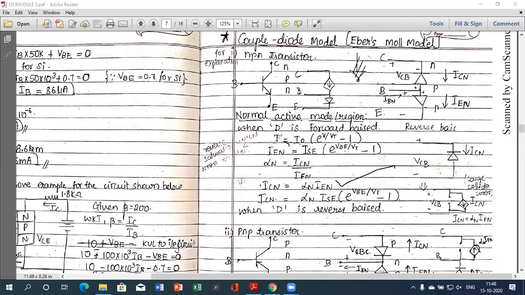Now what is IEN we got here? The IEN value we replace by ISC into e raised to VBE by Vt minus 1. So this is the actual current that flows through this transistor when it operates in normal active mode. Remember, this is the current which indicates the collector current in normal active mode. I hope you guys understand this one.